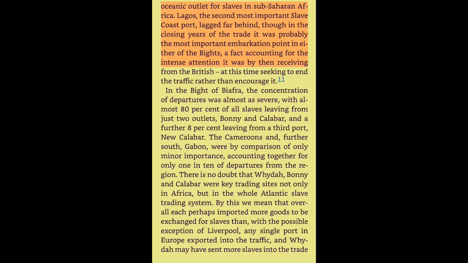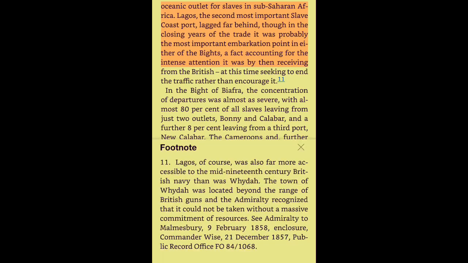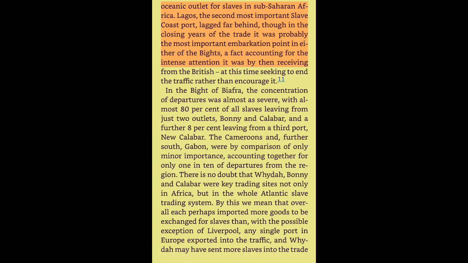Lagos, the second most important slave coast port, lagged far behind, though in the closing years of the trade it was probably the most important embarkation point, partly because of the attention it was receiving from the British at the time, seeking to end the traffic rather than to encourage it. Notice how in the books I'm reading they always have sources by it, so if we push it we see the source there where that came from.